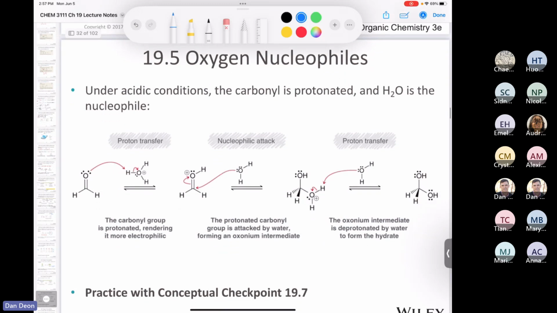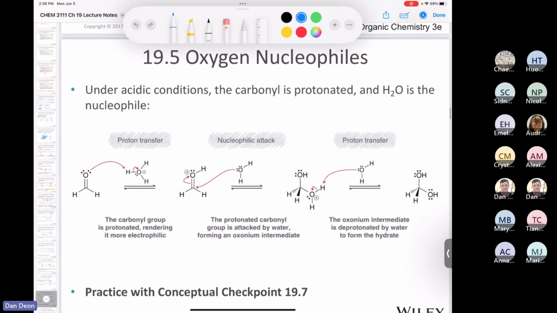Under acidic conditions, it's a little different. The first step is the protonation to make the oxonium, so you use your acid to do that. Then water can come in and react as a nucleophile here. Then we do another proton transfer at the end, and we make our hydrate. Of course, when water picks up this proton at the end, you end up recycling and remaking your hydronium. So you just reproduce it over and over.